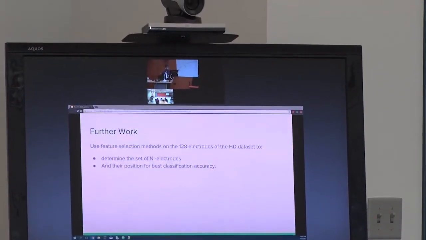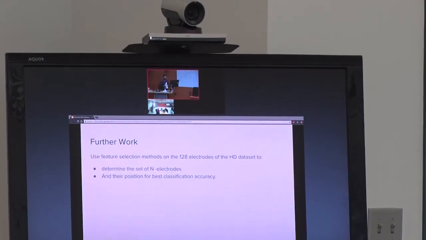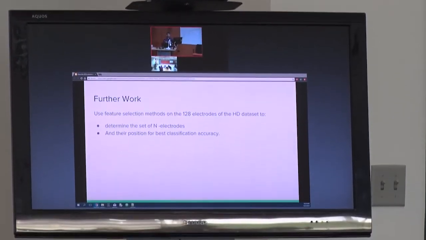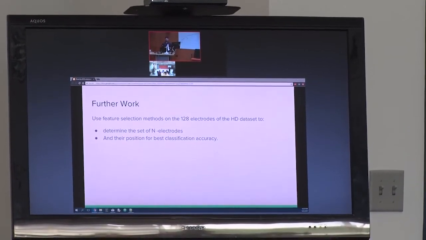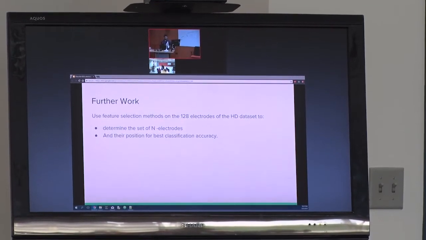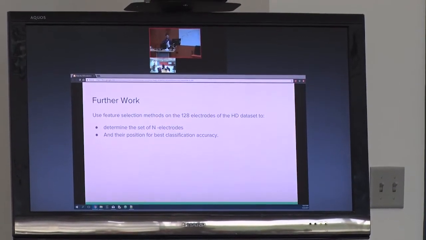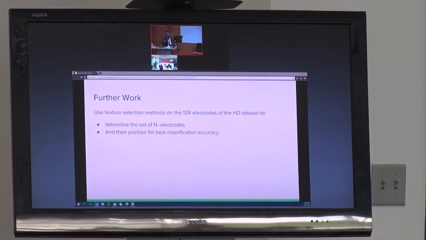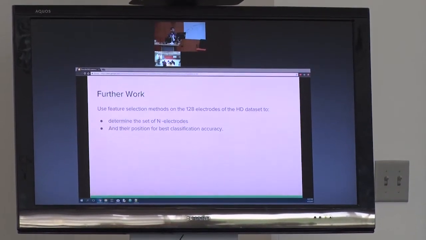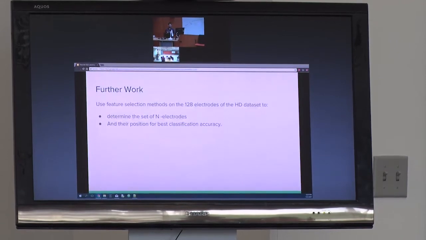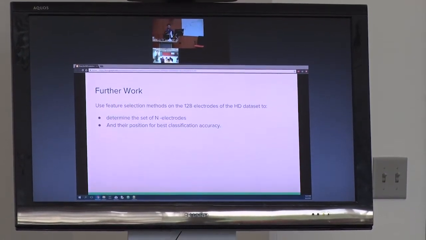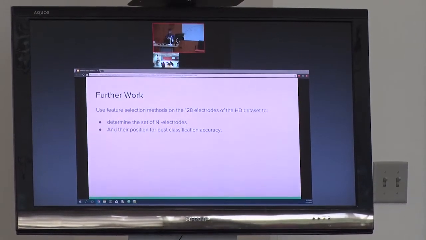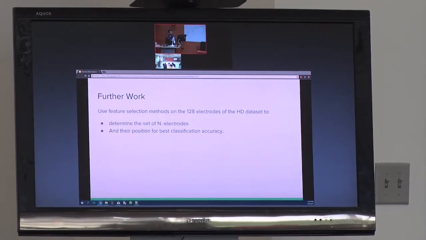data sets. Some of the further work that we have thought about is using a feature selection method to understand which of the 128 electrodes can be used, given an N number of electrode criteria, to get the closest to the HD accuracy. And because we can easily map them back to the location, that is also something that we want to look at.